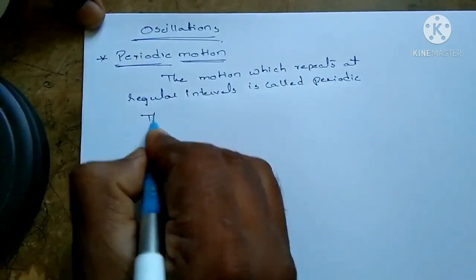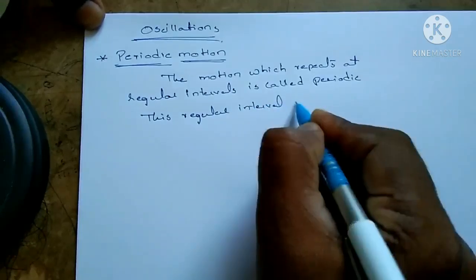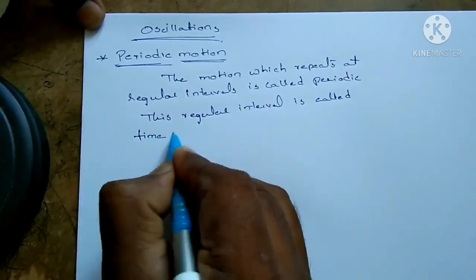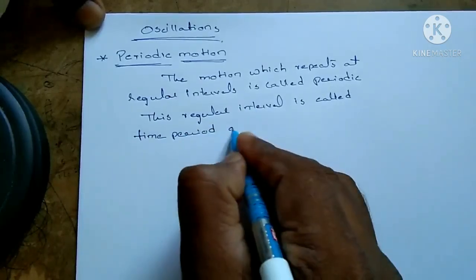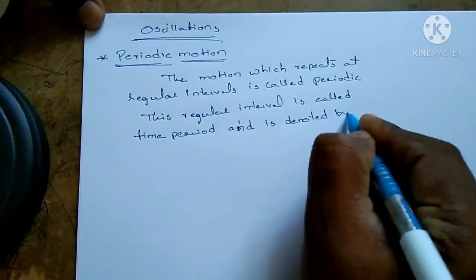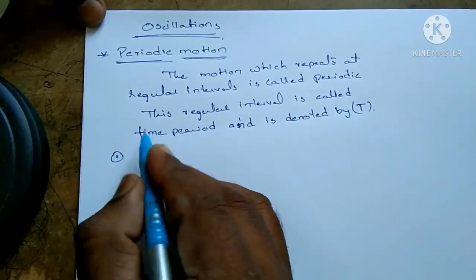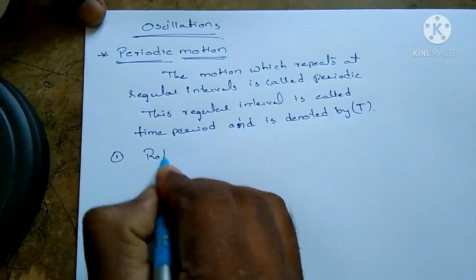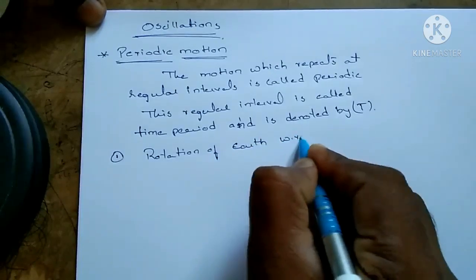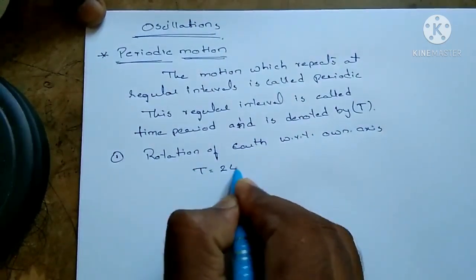So this regular interval is called the time period, and is denoted by the letter T. So if you consider examples, the first example I can take is the rotation of the earth with respect to its own axis, where the time period comes to be 24 hours.